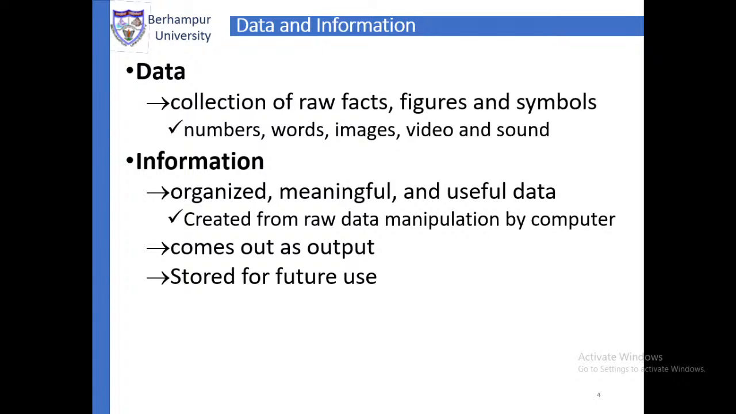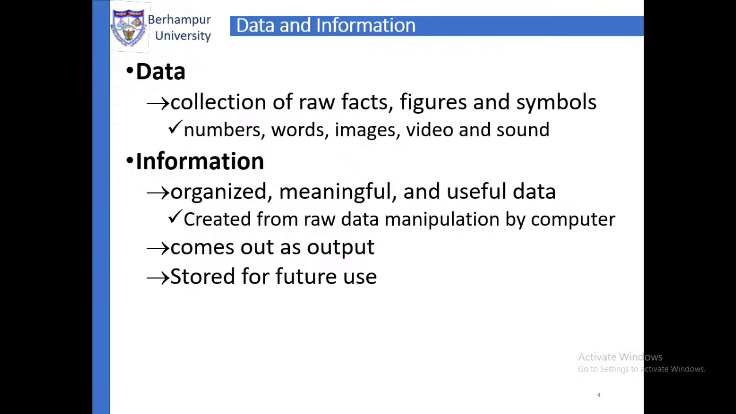Similarly, figures, you can get some figure, then modify it. Symbols, these are consisting of numbers or words or images, video, sound clips or sound, etc. So all these in the raw form are called data, and processed form also, these are processed data. So raw data or processed data.